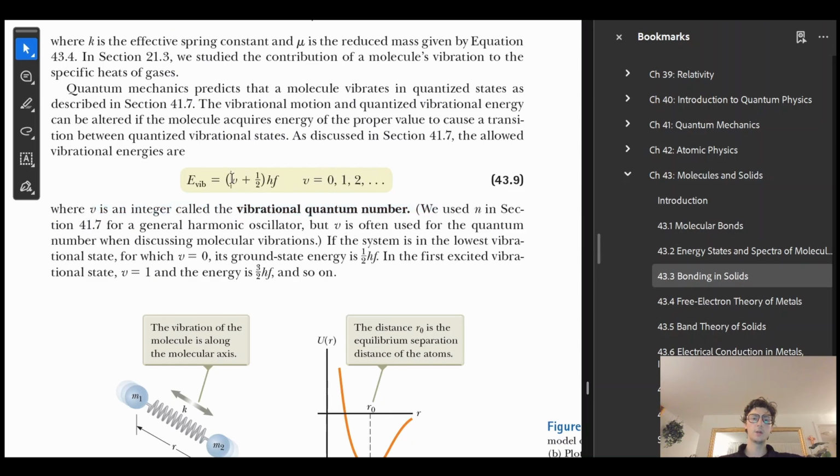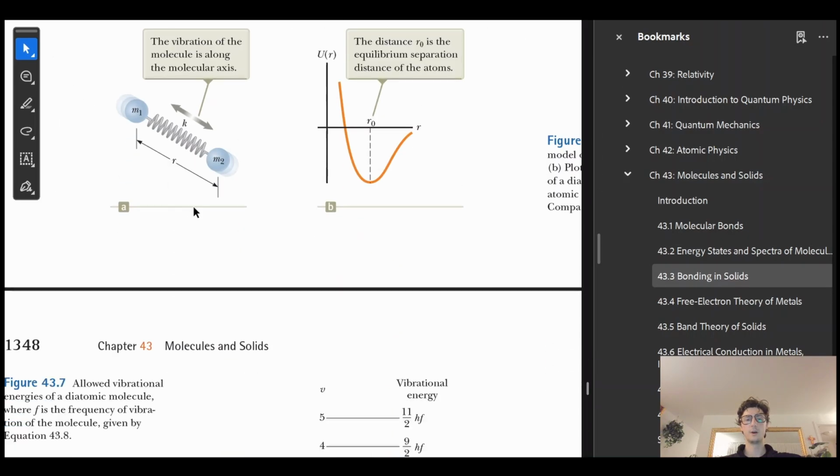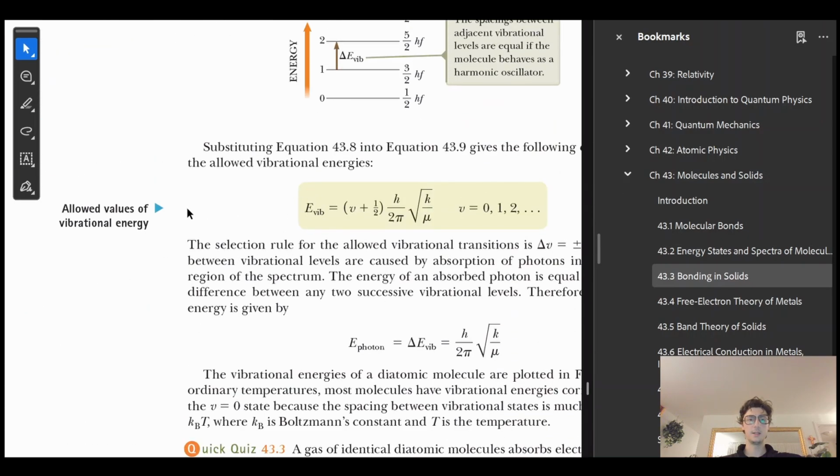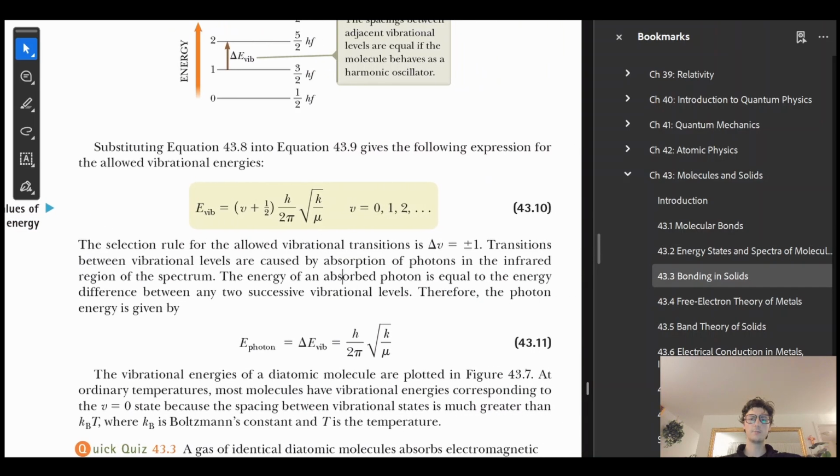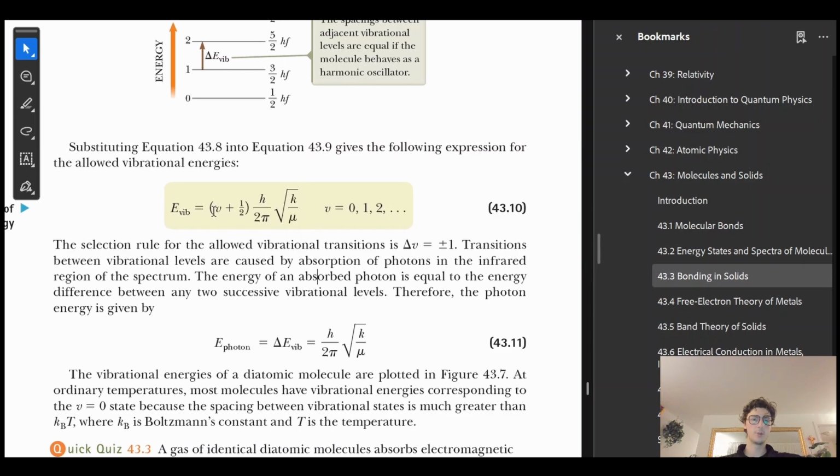You plug in 0. 0 plus 1/2 is 1/2, times HF. You have H, you have F, maybe you can find F, and then you find the vibrational energy of that thing. Here, allowed values of vibrational energy. I guess they manipulate this equation a little bit more, but we still have this V, which is the quantum number. We have this 1/2.